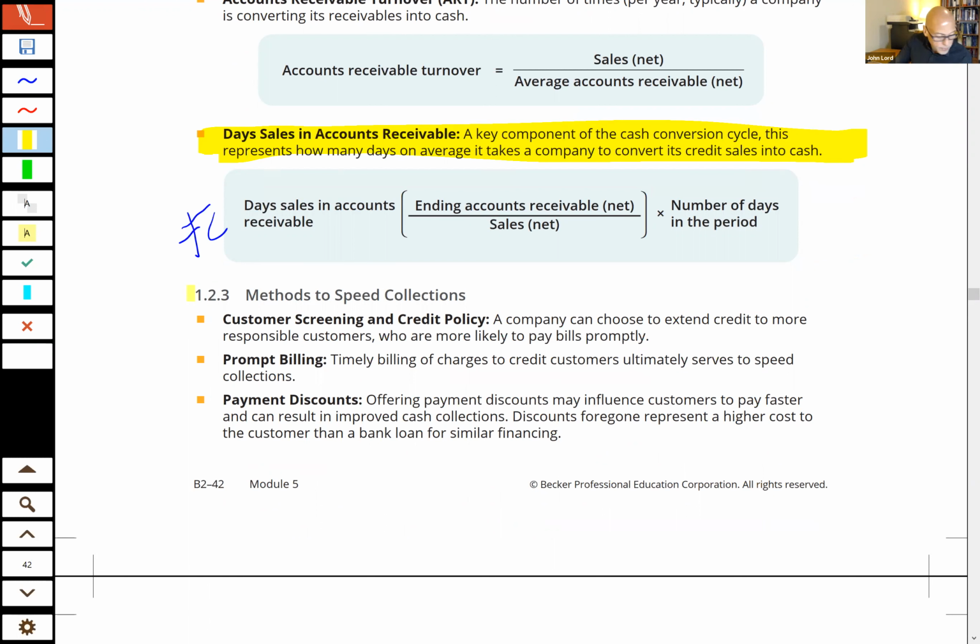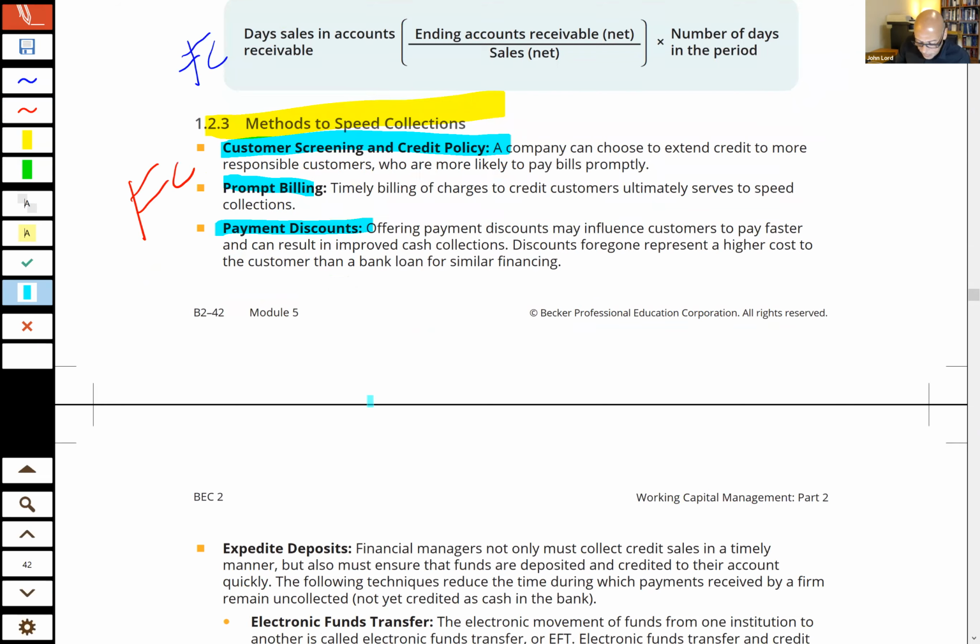Okay, methods to speed collections. I wasn't going to ask you to, but what the hell, let's flashcard these. Guys, I wasn't going to ask you because maybe they're common sense, but let's do them. Customer screening and credit policy, right? Make sure our customers have good credit. Prompt billing, offering payment discounts. Okay, very high level stuff.